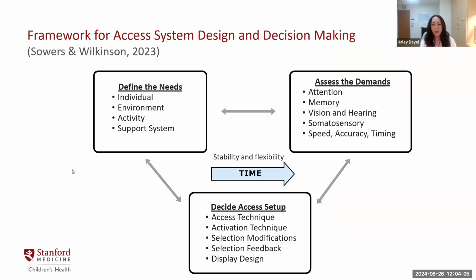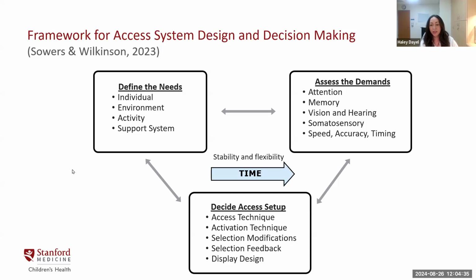So let's first think about how we might define the needs of an AAC user. On an individual level, the person who uses AAC is going to have certain needs that are based on their particular skills and any medical conditions that they might have. We also need to consider that the goal of AAC is to help this person to communicate and participate in everyday activities. So we need to consider what different environments they're going to spend time in, what activities they participate in, and what support systems they're going to have available to them at different times.